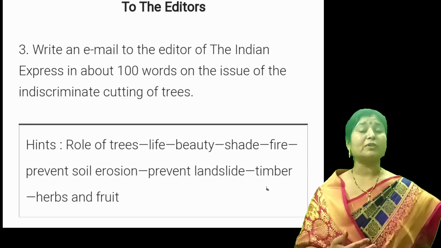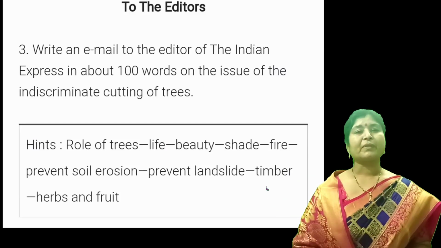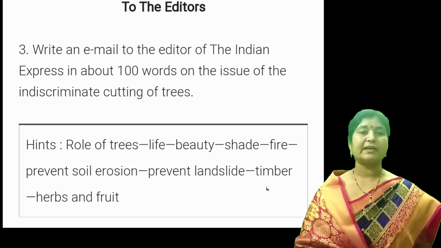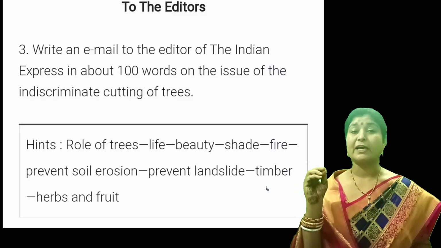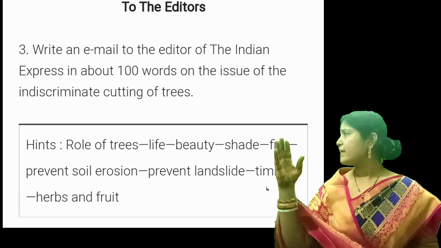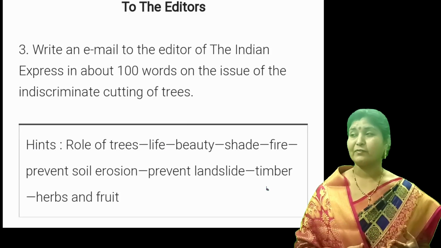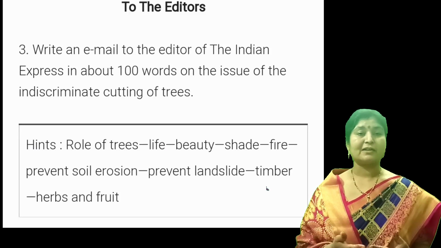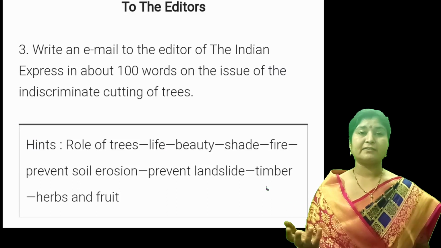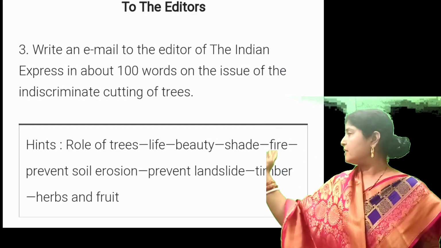So when we talk about formal emails, for example: write an email to the editor of the Indian Express in about 100 words on the issue of the indiscriminate cutting of trees. The hints are already given: the role of trees, life, beauty, shade, fire, preventing soil erosion, preventing landslides, timber, herbs and fruit. So these are the hints given here.